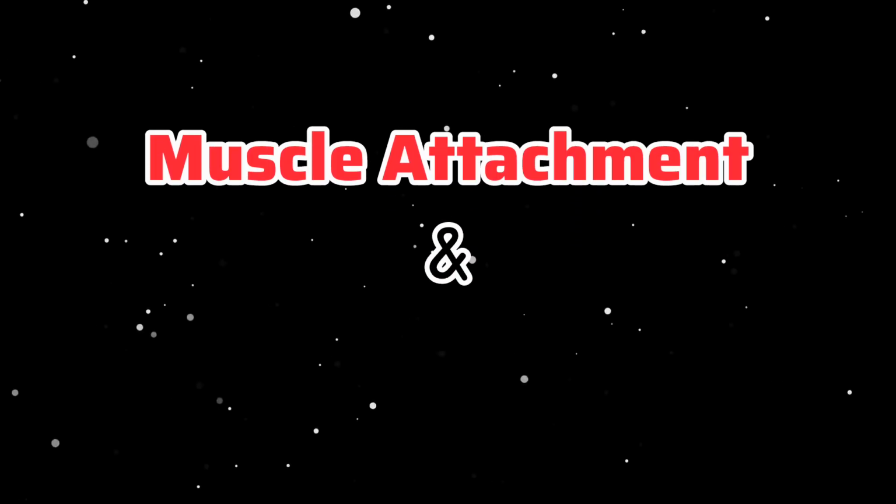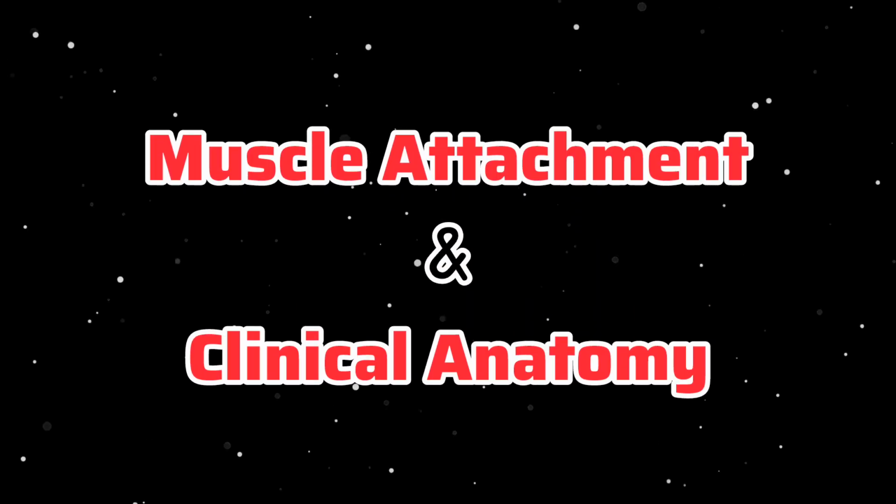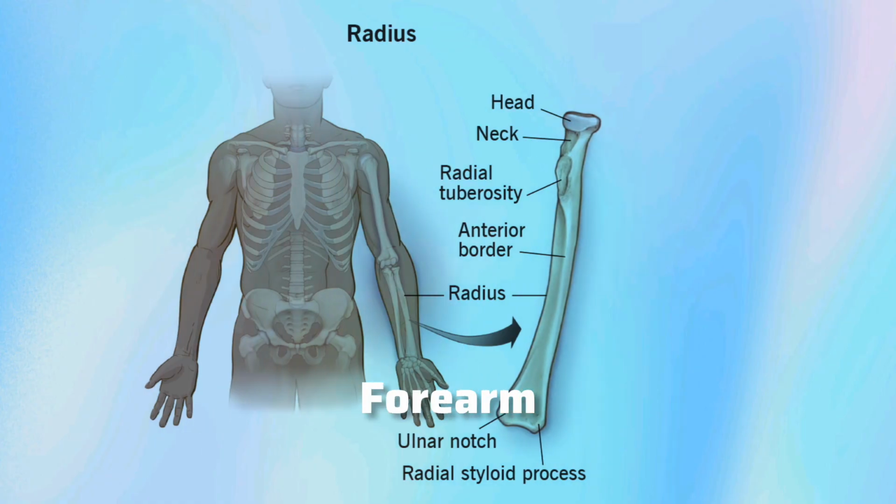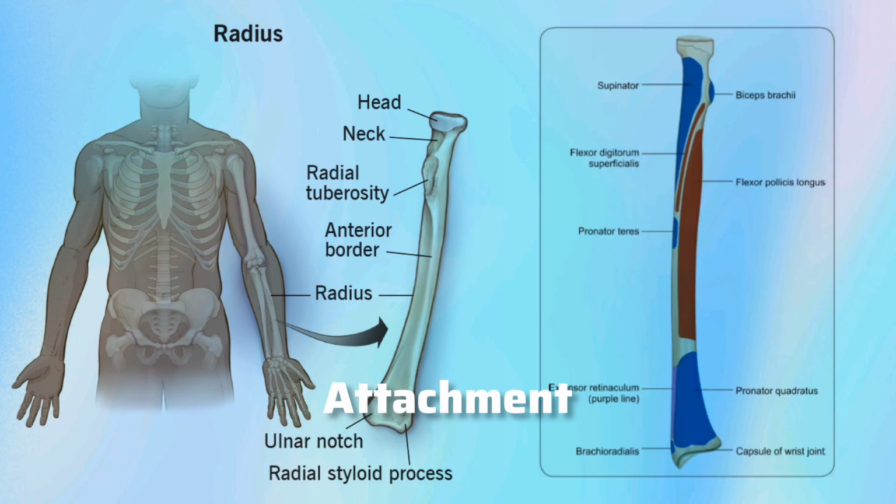In the previous video, we already covered the site determination and general features of the radius bone. Today, we are going to explore the muscle attachments of the radius bone and its clinical anatomy. The radius, one of the two bones in the forearm, serves as an attachment site for a number of muscles responsible for movements in the forearm and the hand. Attachment of these muscles enables pronation, supination and flexion in the forearm and the wrist.